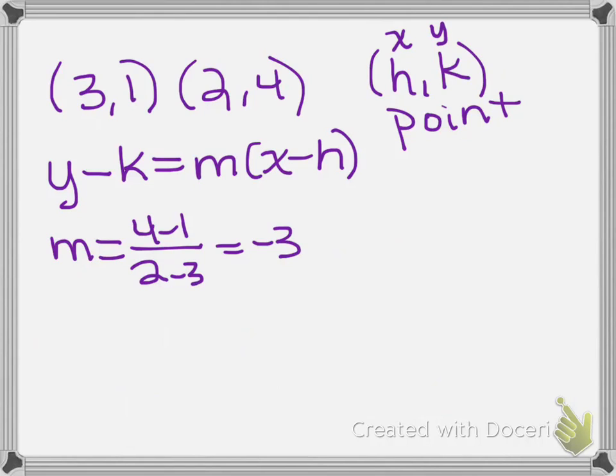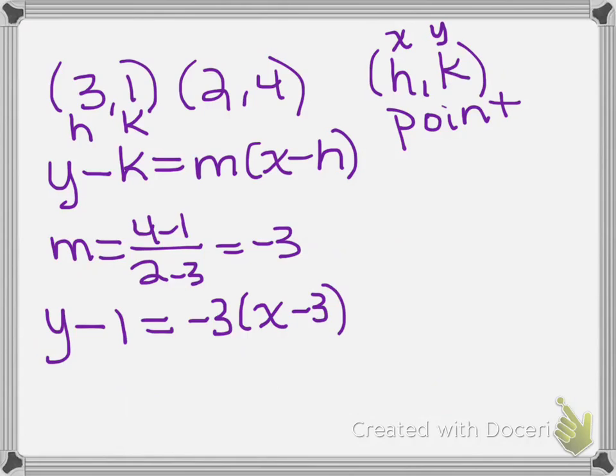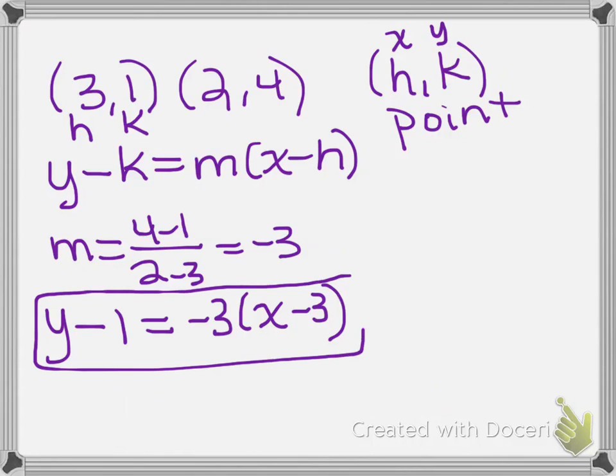Now what I can do is I can choose either point to be h and k. So let's try 3, 1. I'll make that my h and my k. And it goes in alphabetical order just like x, y did. Okay? So I would do y minus k, so minus 1, equals m, negative 3, times x minus h, which is 3. And then if I'm supposed to leave it in point slope form, I'm done. That means I have a line that has a point at 3, 1 with a slope of negative 3.